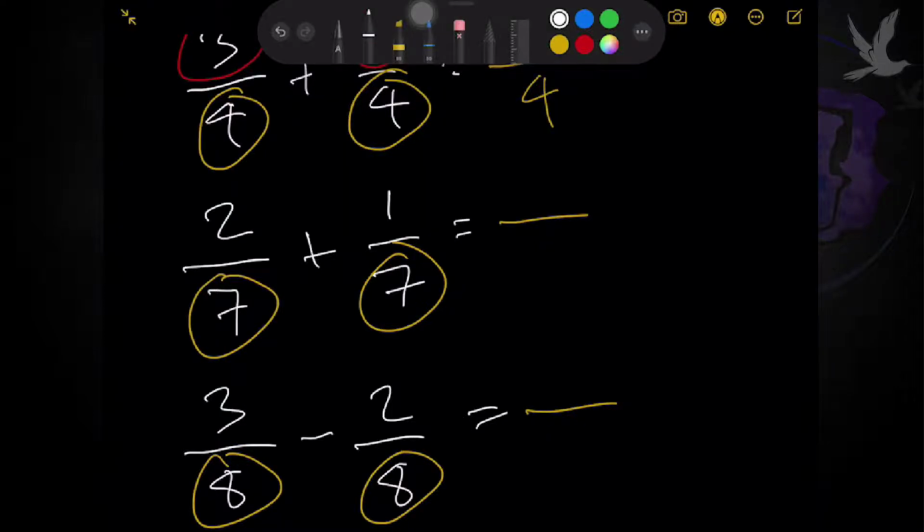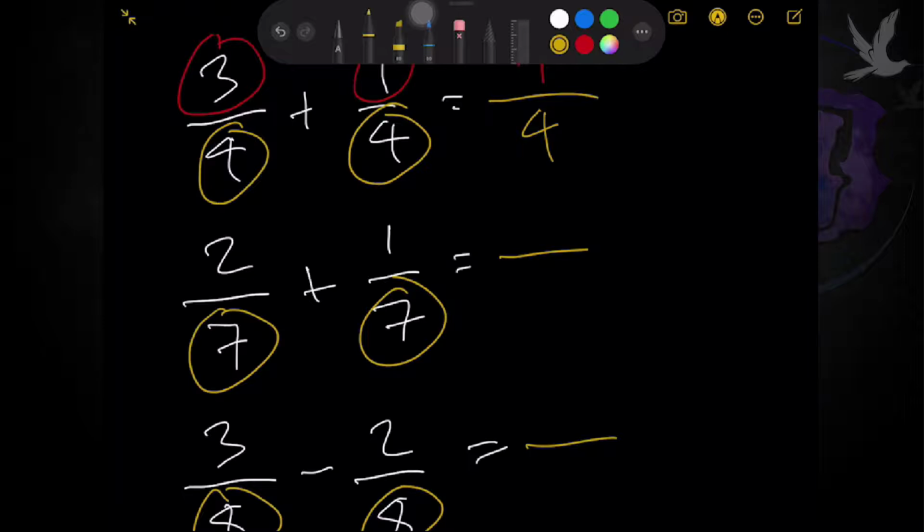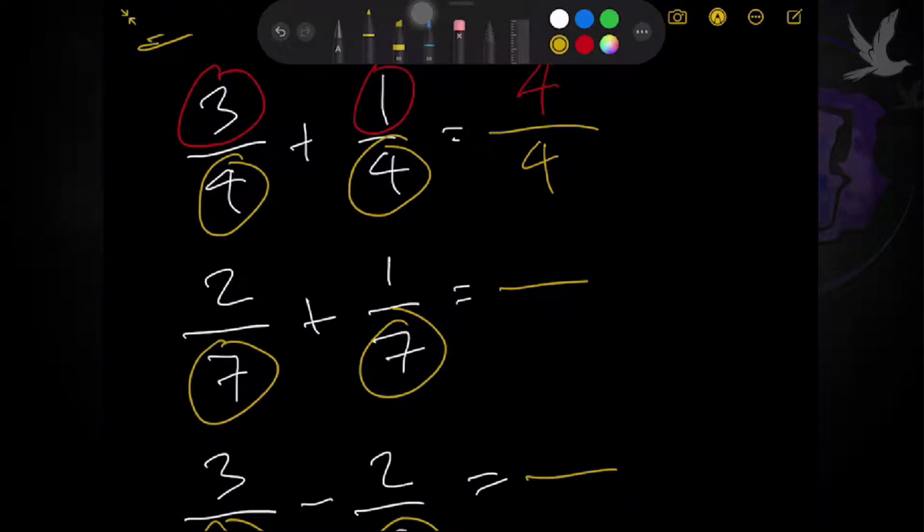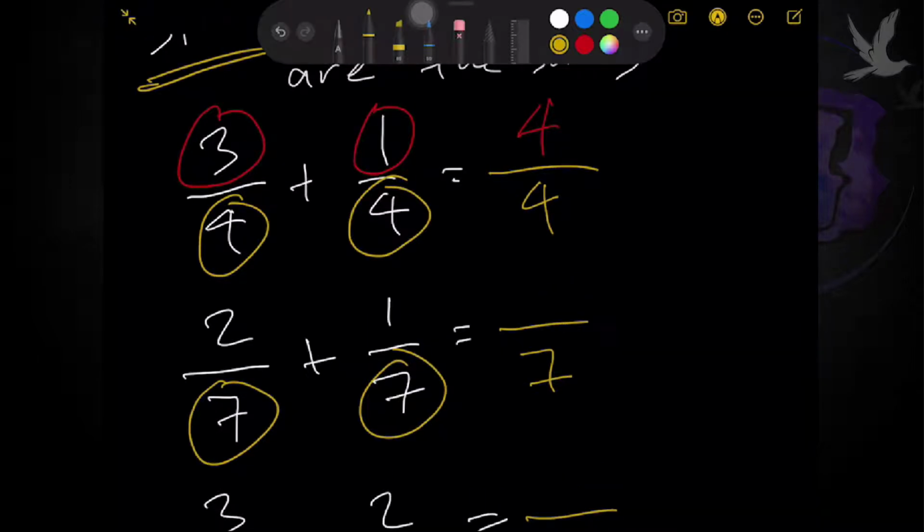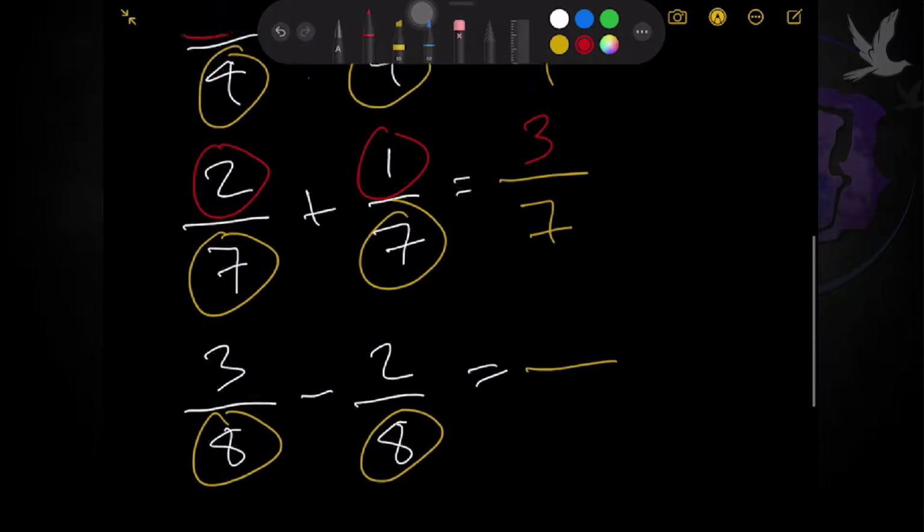So here, in our next example, 7 and 7, we just copy their denominators. You don't add them, okay? What you add or subtract are their numerators. So in this case, 2 and 1, 2 plus 1 will give us 3. So the answer for 2 over 7 plus 1 over 7 is 3 over 7.